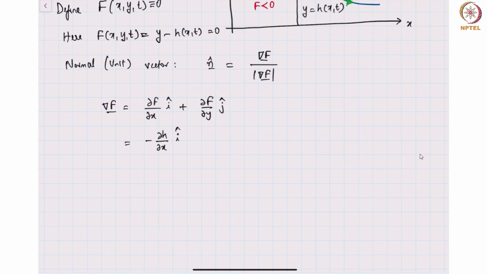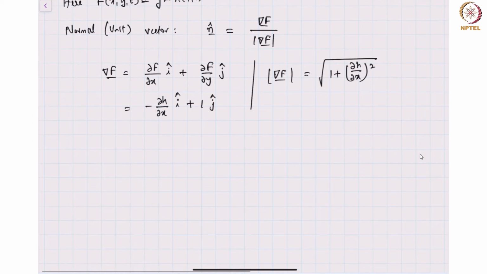I had to write partial derivative because h is a function of both x and t. Plus, what about del f by del y? It is just 1 times j hat. And the magnitude of this gradient is the square root of 1 plus del h by del x whole square. So we can simply use shorthand notation.